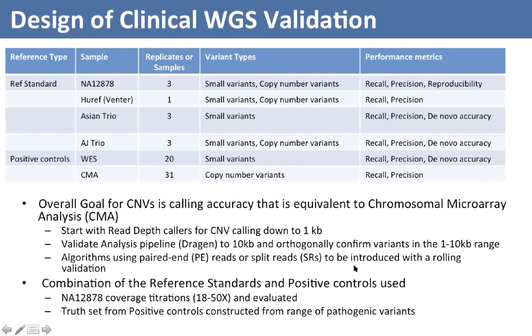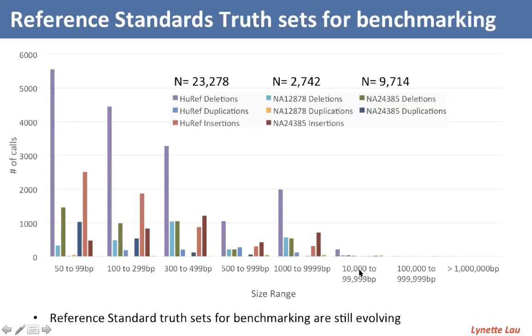So our combination of reference standards and positive controls are used. We are using the NA12878. We did a coverage experiment just to see how CNVs were affected by different coverages. This was also to decide what overall coverage we might actually want to sequence to. So this was evaluated. And then we have, as I said, a true set from 31 different positive controls with a range of different sizes and types of pathogenic variants.